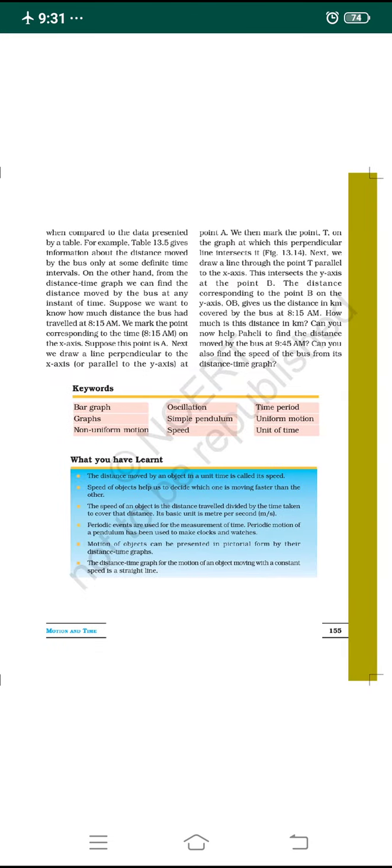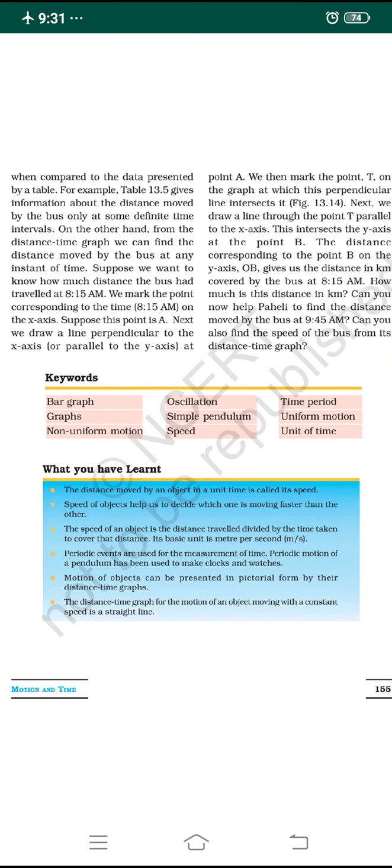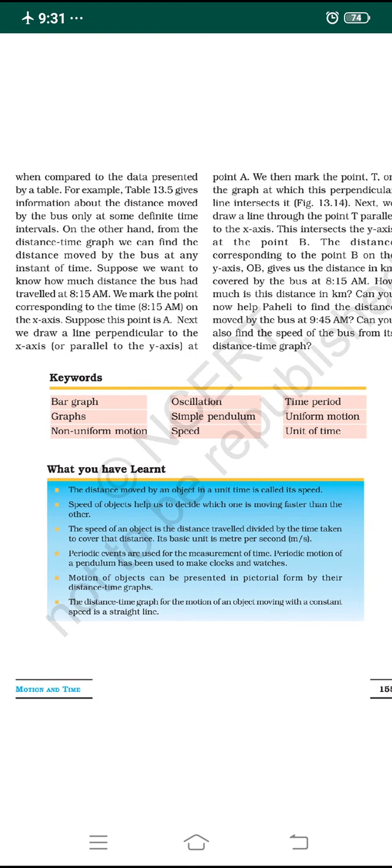Yes, so here what is given is the distance traveled by the bus at definite intervals. On the other hand, from the distance-time graph we can also find the distance moved by the bus at any instant of time. In the table 13.5, only the distance traveled at definite times is given, whereas if we draw the distance-time graph, that is the advantage. We can find what distance is covered by the bus at any time interval. That is the advantage of drawing the distance-time graph.